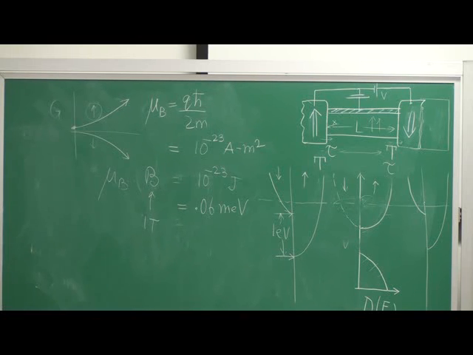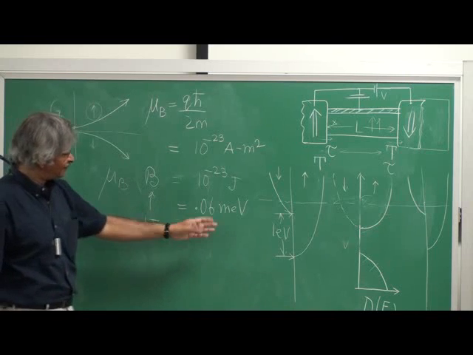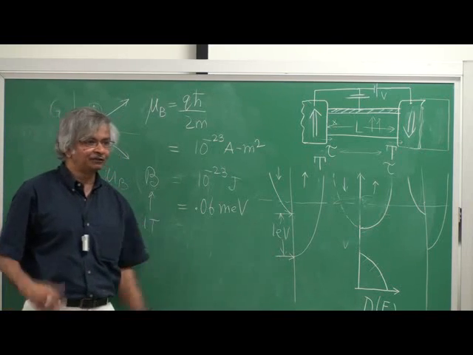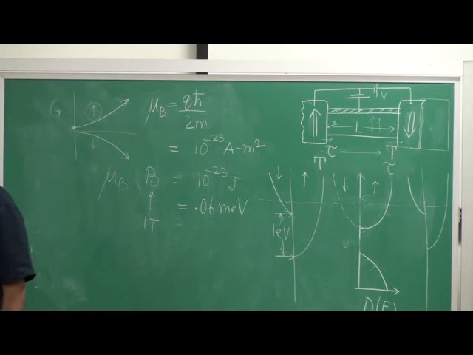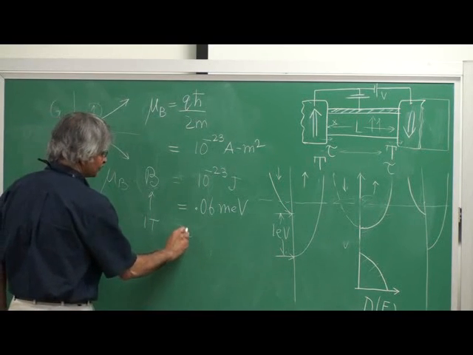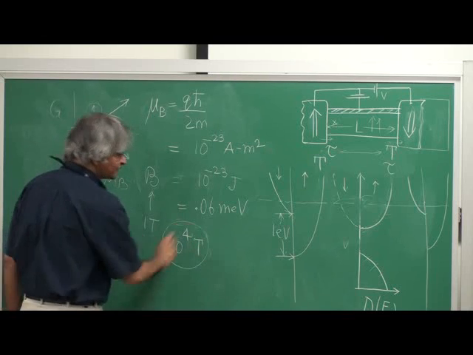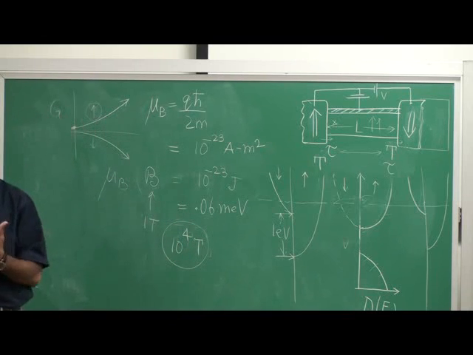And this, you can see, we are now talking of 0.06 millivolts. To get 1 electron volt, you're really talking of the equivalent of something like 10,000 Tesla. 10 to the power 4 Tesla. And that's what people refer to as this exchange field. You see, there's no good simple explanation for it.